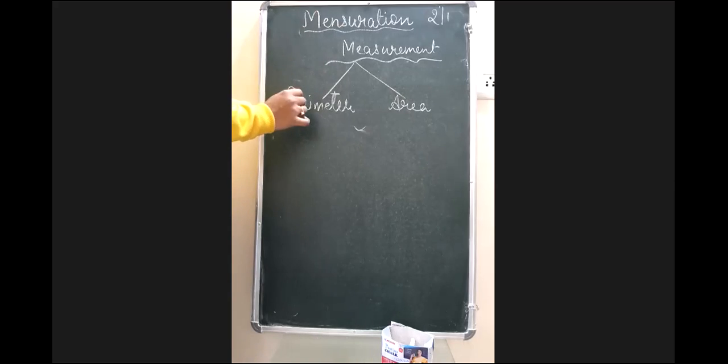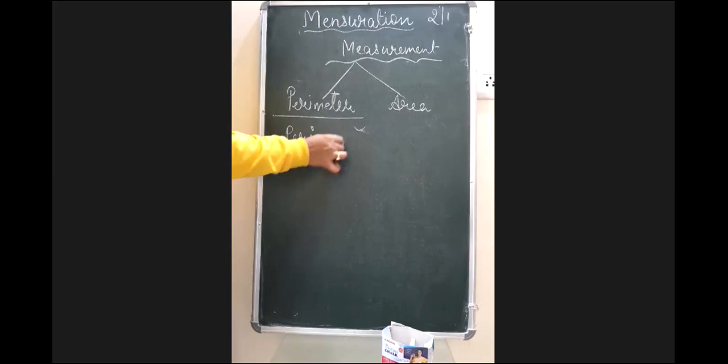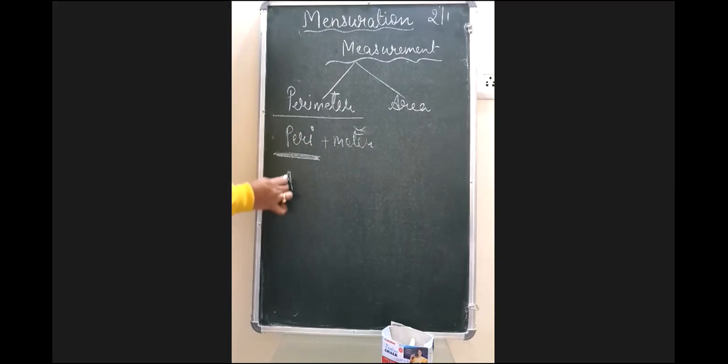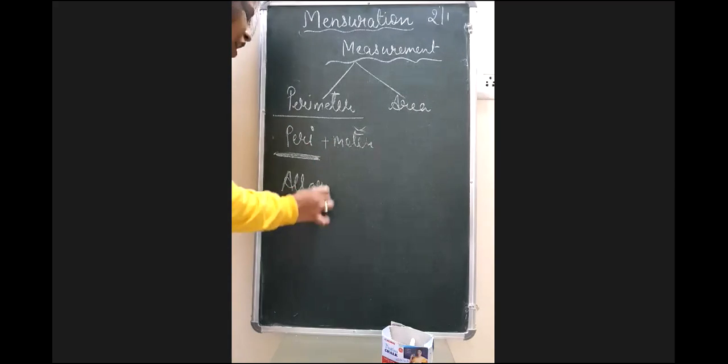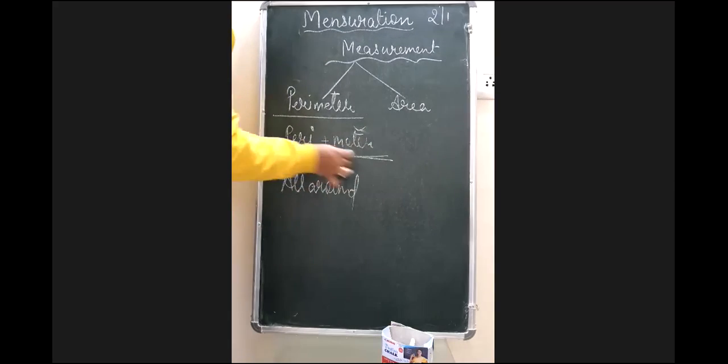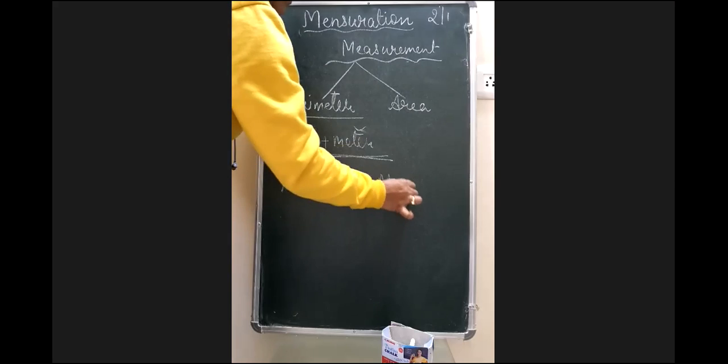Now what we will understand about the word perimeter. Perimeter is made up of two words: one is peri and one is meter. Peri means all around, in Hindi चारों तरफ. And when you talk about meter, this word meter is just about measurement.